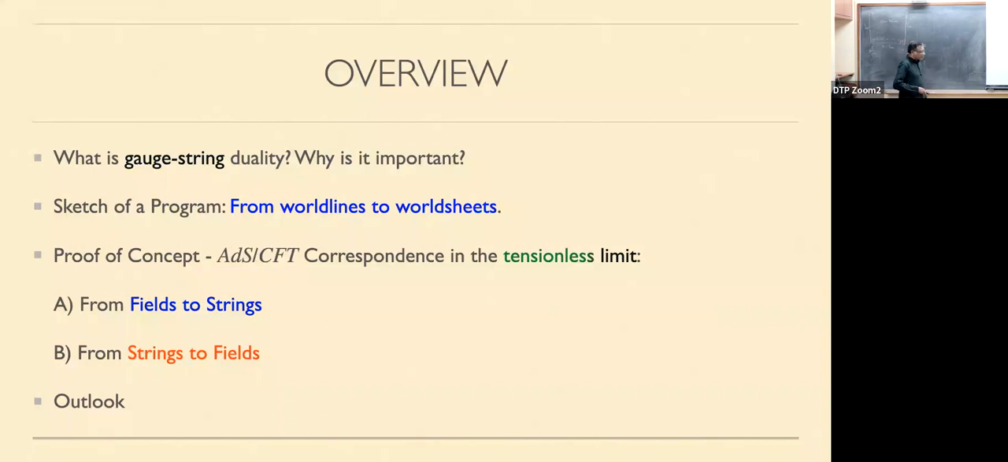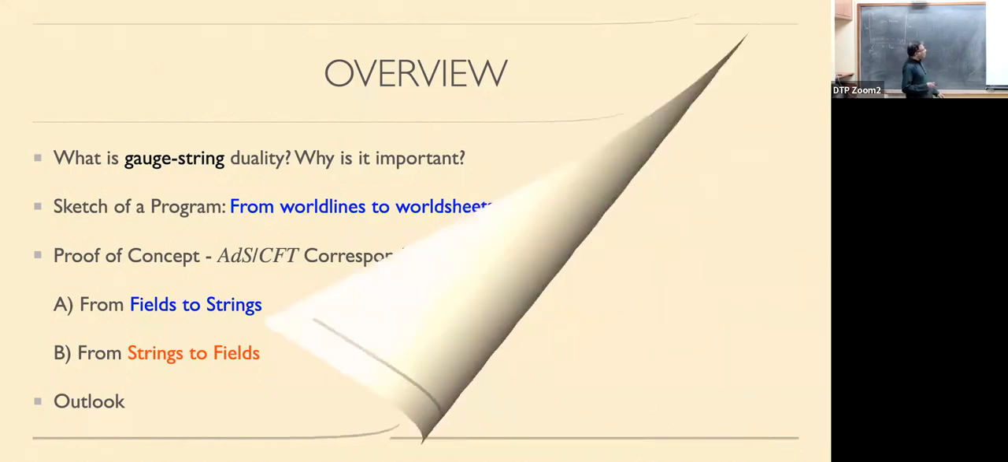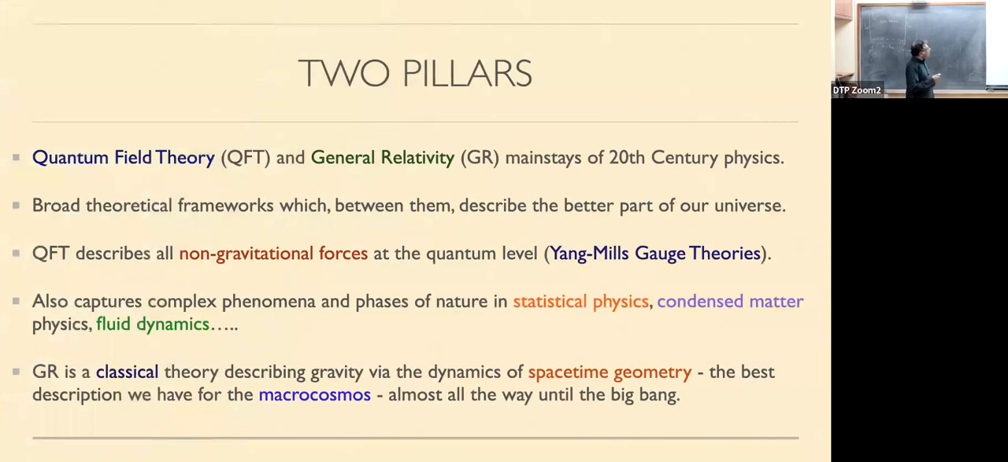So the first thing is, what is gauge string duality and why is it important? I think for this audience, who've probably had many talks on AdS/CFT, this is probably not necessary, but just very quickly. All of you know that quantum field theory and general relativity are the mainstays of 20th century physics. They are, of course, broad frameworks, and between them, they describe the better part of our universe. Quantum field theory describes all the non-gravitational forces, and a very specific class of quantum field theories, namely the Yang-Mills gauge theories, but also a variety of other complex phenomena in nature and various of these disciplines. Whereas general relativity, as you know, is a classical theory, but it captures the macrocosmos very well.